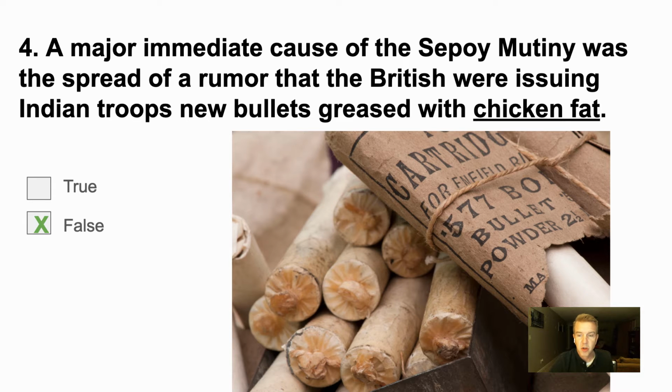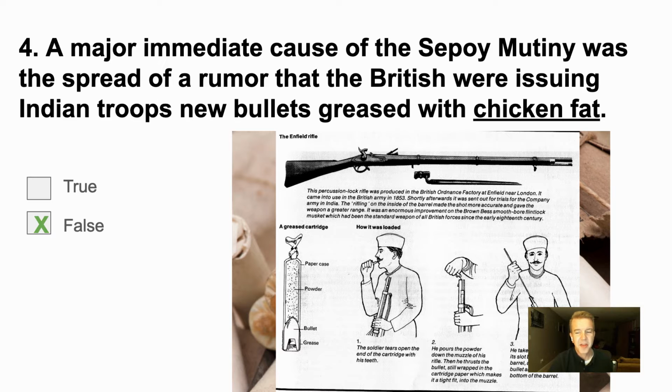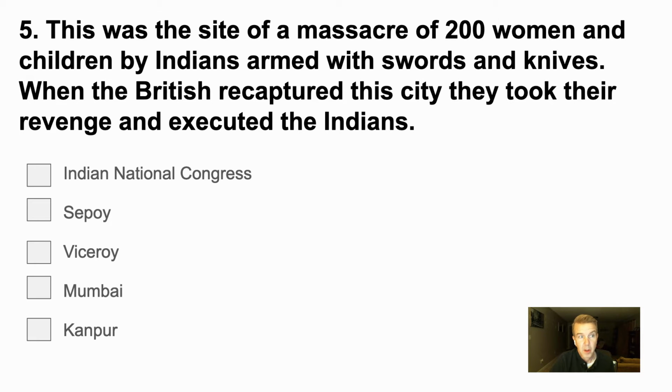This is what the cartridges looked like here. They had to literally tear them open with their teeth. Therein lies the problem. Pour it down the musket and ram it in, as opposed to having to put powder, a ball, patch, and everything. And these were sort of a quick combination of that, still a muzzle-loading weapon.